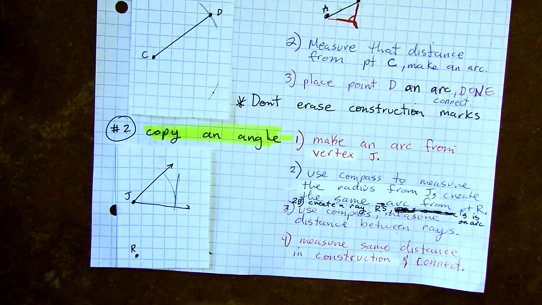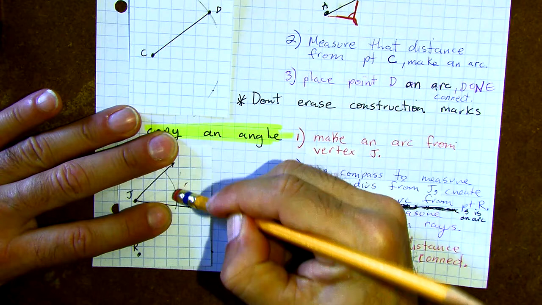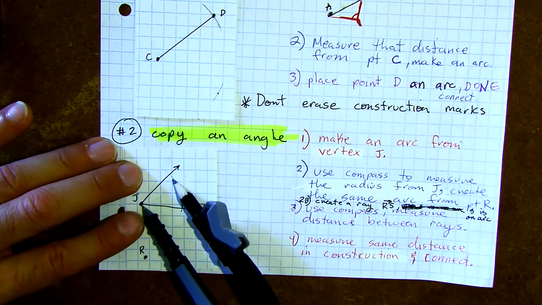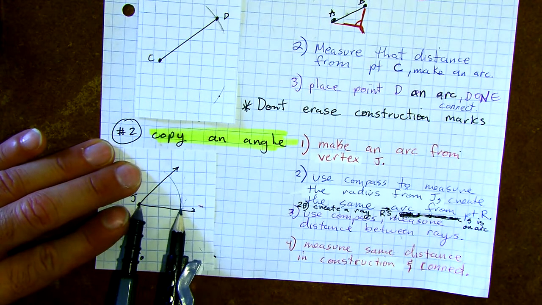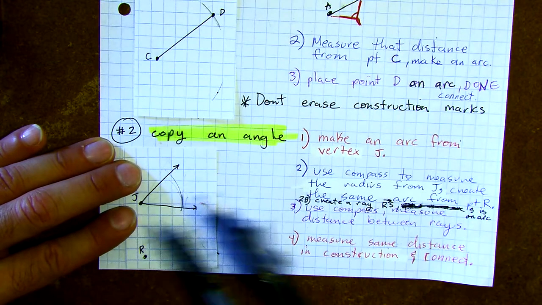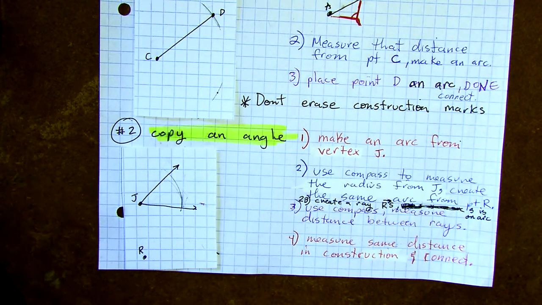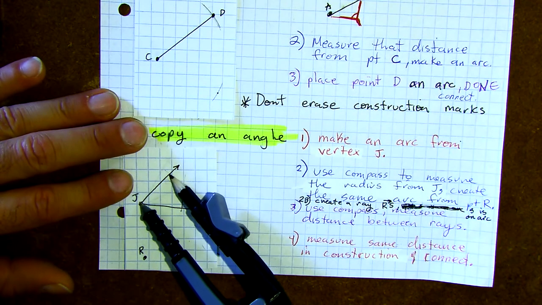Oh, how did that happen? Slip. Okay. I'm keeping this distance because that's going to be helpful for my next step. You see how that's exactly this arc. This arc is created by this distance, okay? So we use the compass to measure the radius from J. We made this arc. We know that this is the radius from J.